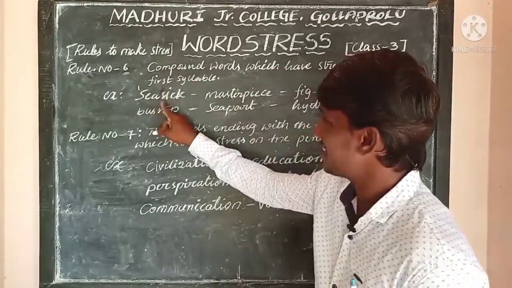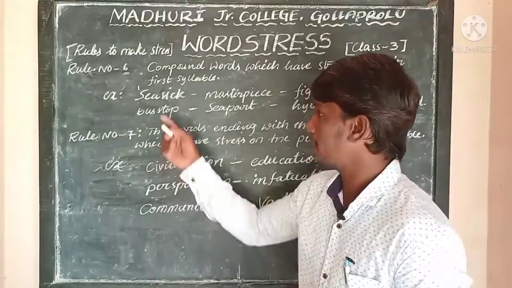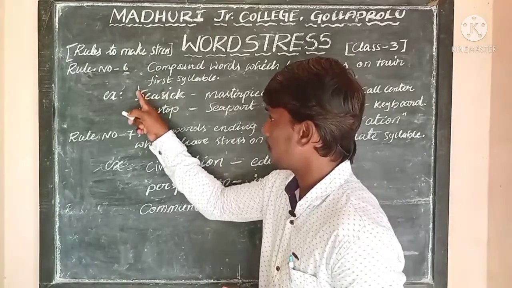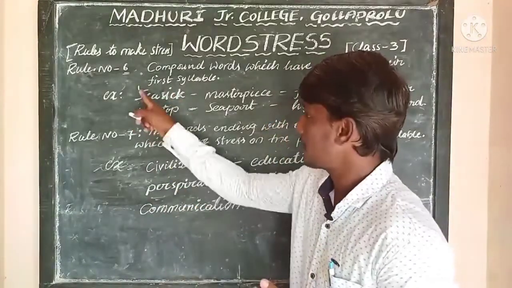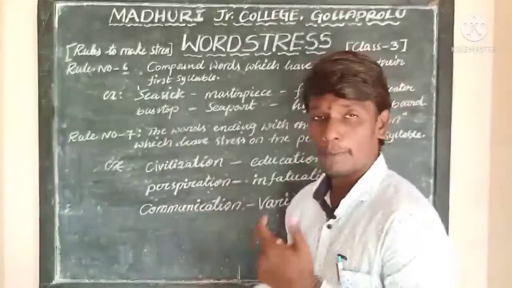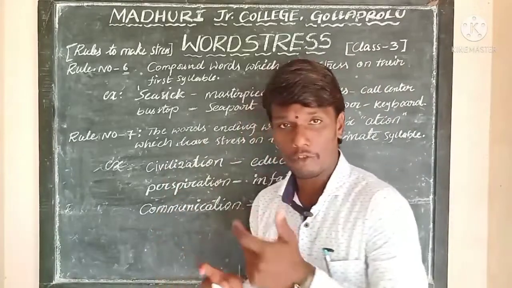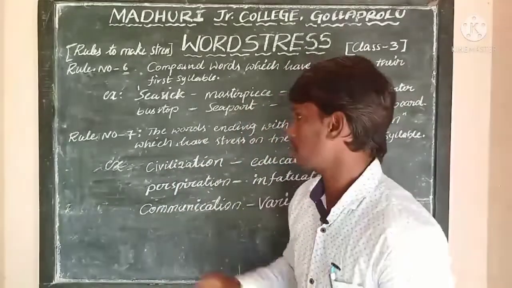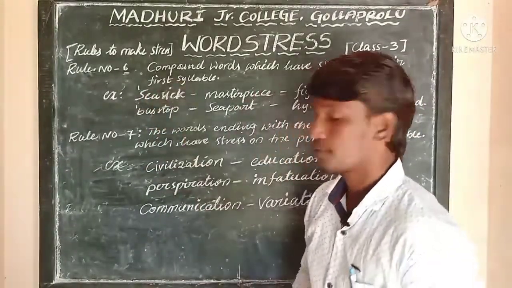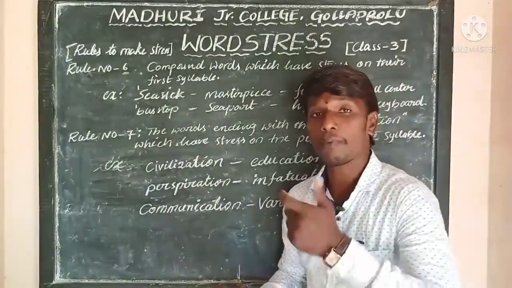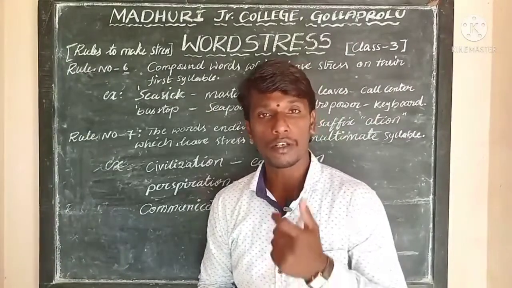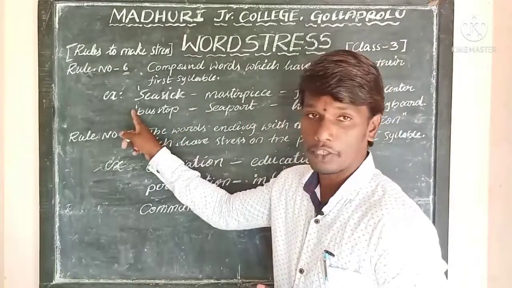Seasick: how many syllables are there here? Two syllables. Seasick. Compound words have stress on their first syllable. Next, bus stop. Bus is a separate word and stop is also a separate word, but when you combine them together, it is a special word, bus stop. There are two syllables, so stress is on the first syllable. Irrespective of the number of syllables, if it is a compound word, stress is on the first syllable.